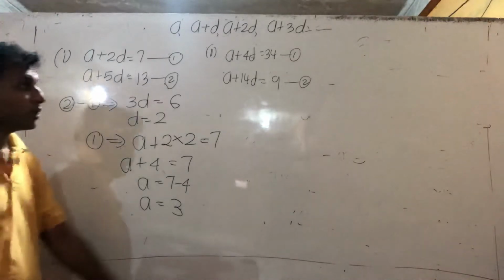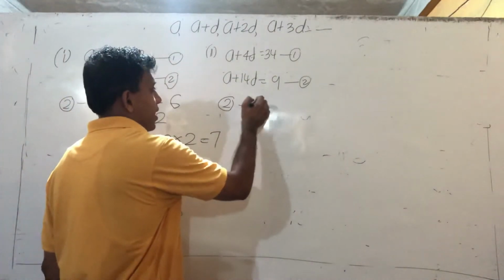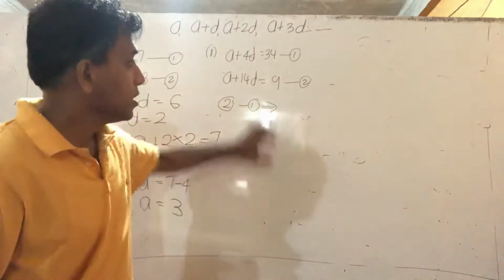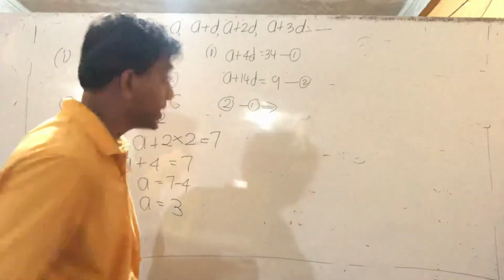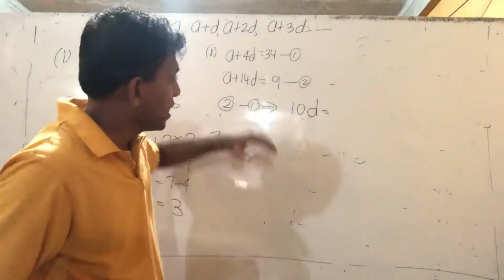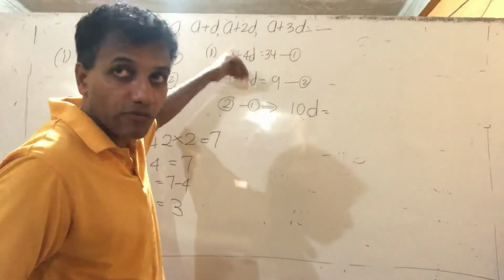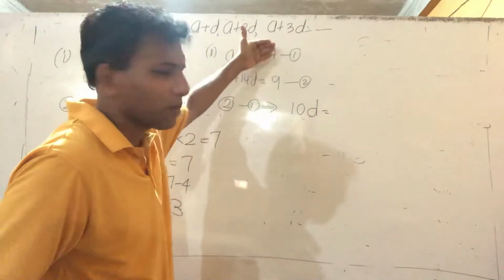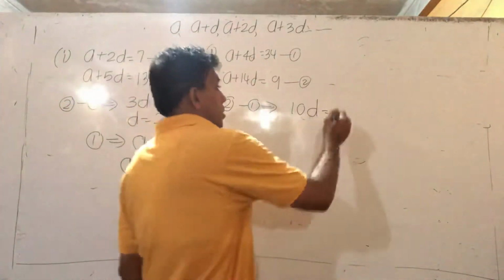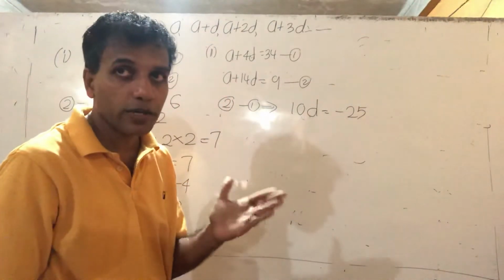So the way of answering here: subtract, remove the A part, right? Second, subtract the first. So what happened? A minus A cancels. 14D minus 4D, 10D equals. Mostly I like the larger number, smaller number subtract. 14D large, 4D small, right? Otherwise you can subtract 1 minus 2, no problem. What is 9 minus 34? Minus 25. Very important. If you say plus 25, your answers are wrong hereafter. Be careful.